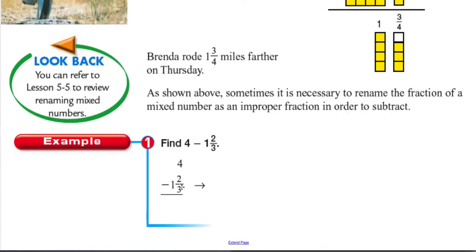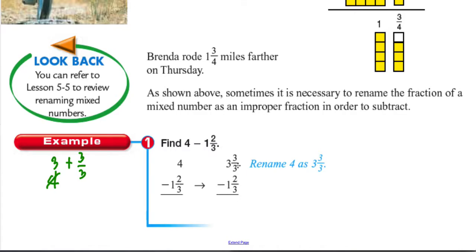So basically, you get your 4 and you borrow 1 from 4. This becomes a 3, and the one that you borrowed from 4, you will add, and since this is 2/3, with a denominator of 3, you will use 3/3. So you'll rename 4 to become 3 3/3. If you notice, 3 plus 3/3 is still 4. You're just renaming it. So this becomes 3 3/3 minus 2 1/3.